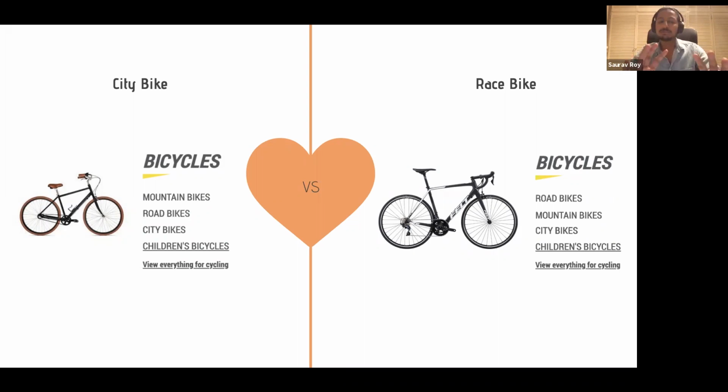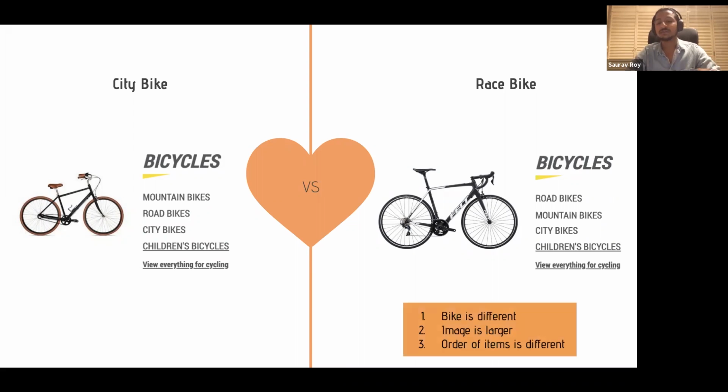So you can find that there are in total three things that are different here. The bike is different on the right side. It's a road bike compared to a city bike on the left. The image is significantly larger. And if you notice closely, there's also a change in the order of the text here. On the right, they've shifted road bikes on top. So is this a valid experiment to run? That's what we are trying to answer here.